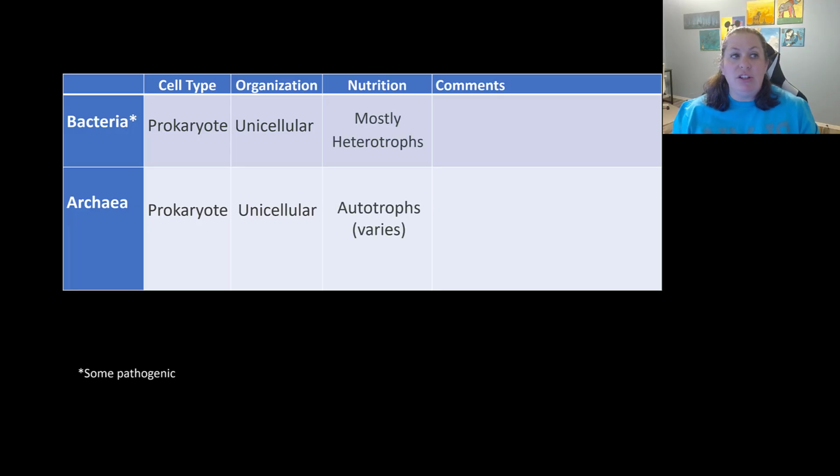When we look at nutrition, we do see that bacteria are mostly heterotrophs. There are a few exceptions, but most of them are going to be heterotrophs, whereas archaea are going to be autotrophs for the most part, but it does vary on how they do this.